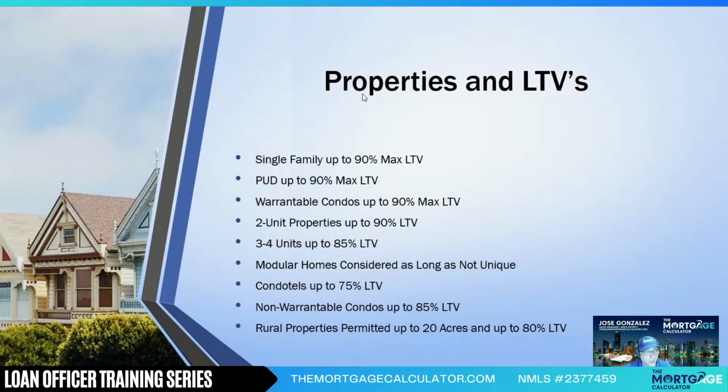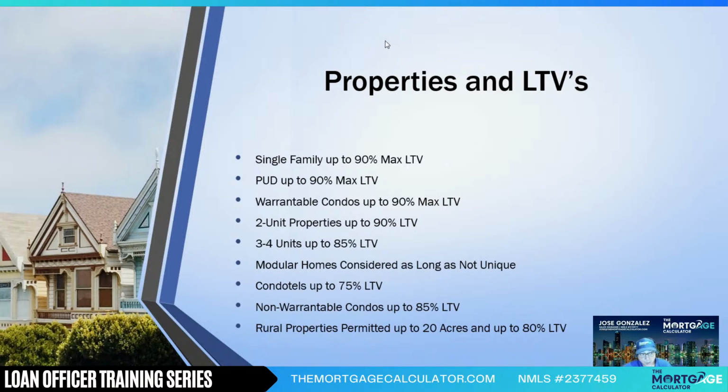Okay. So, what are some of the properties and LTV options that are available? We're looking at 90% max LTV. Also on PUDs, we can even do warrantable condos up to 90% max LTV. 2 unit properties up to 90% LTV, 3 to 4 units, 85%. These are obviously our primary occupancy situations for the maximum LTVs.